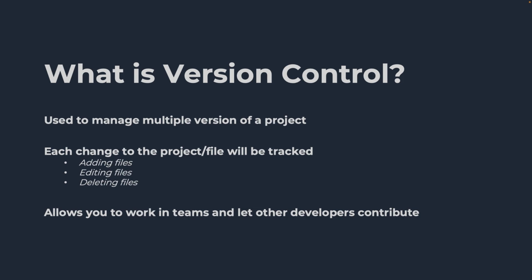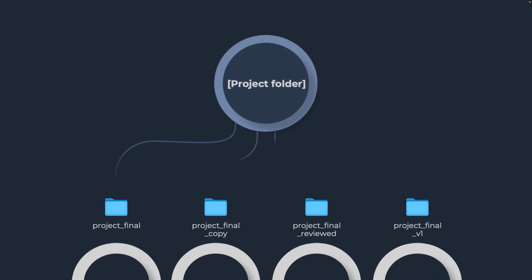Now, what is version control? The name version control pretty much says what it does. It is used to control different versions of a coding project. With the usage of version control, all changes to a project or a specific file will be tracked. Think about adding new files, editing files, or even deleting files. The power of version control comes in handy when working within teams. It allows multiple developers to contribute to a project, and all changes will be tracked with a contributor attached to it.